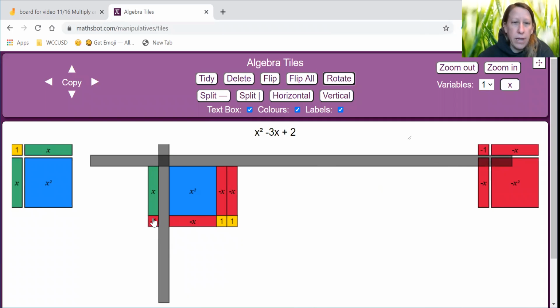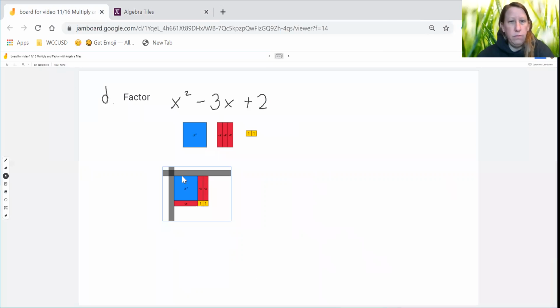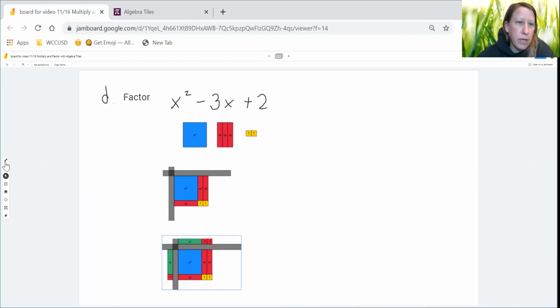Again, this is going to be x minus 1. And then along here is going to be x minus 2. Does it work? If I do x times x, do I get x squared? If I do x times negative 1, do I get negative 1x? If I do x times negative 2, do I get negative 2x? And if I do negative 2 times negative 1, I get my 2. So I did it. Woohoo! Okie dokie, artichoke.